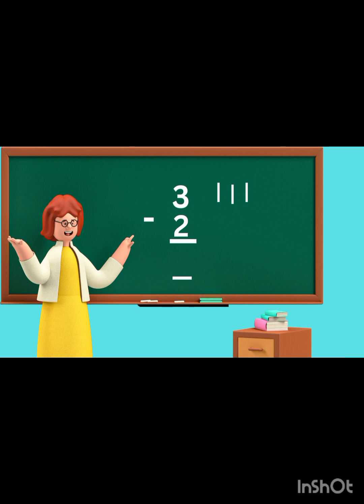Let's have another example. 3 minus 2. We will make 3 lines. 1, 2, 3. And how many do we have to cut? 2 lines we will cut because 2 has written in the bottom. 1, 2. How many has left? Only 1 is left. Means 3 minus 2 is equals to 1. It is very easy. I hope you friends have learned with me.